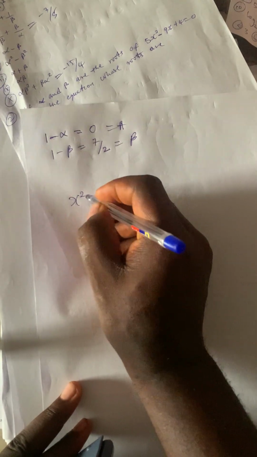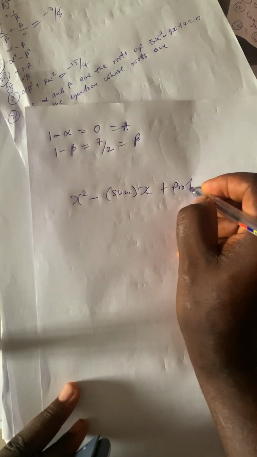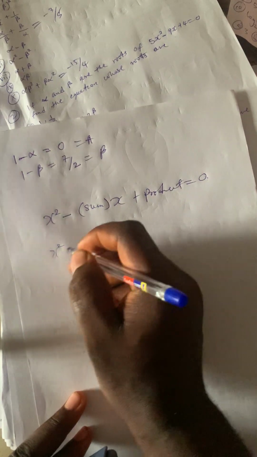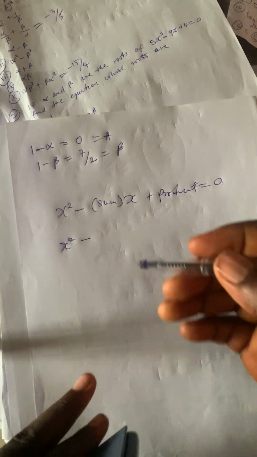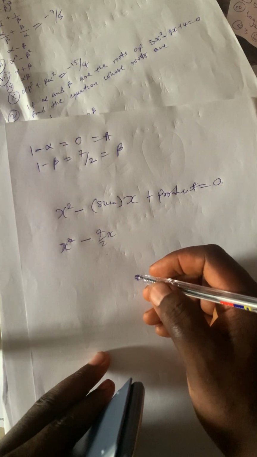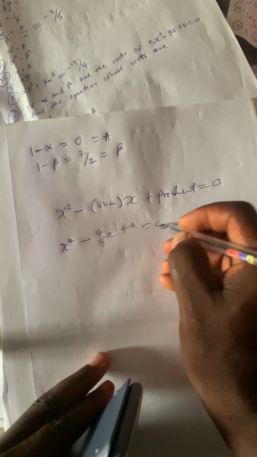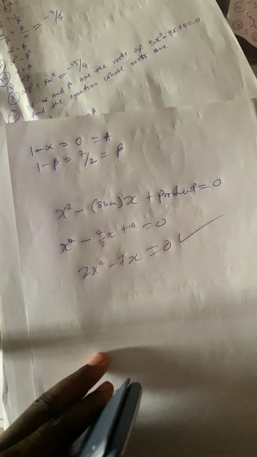So now to find the equation, watch me: every equation is given as x squared minus sum times x, then plus product, equal to 0. So that is x squared minus, so we need the sum of these two things. So 0 plus 7 over 2 gives you 7 over 2 x. So you can see it. The product is 0 times this, which gives you 0, equal to 0. So you see the answer is now 2x squared minus 7x is equal to 0. So this is the correct answer.